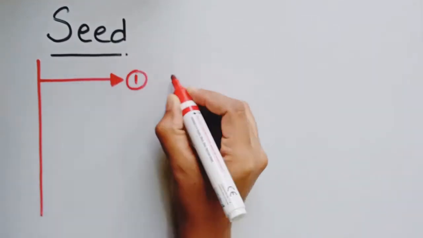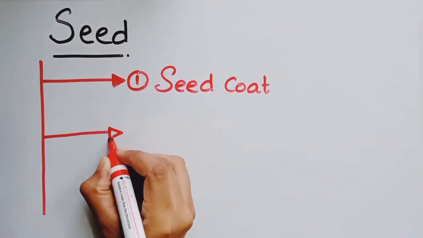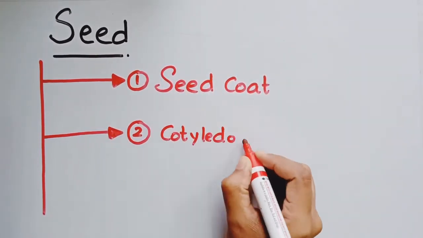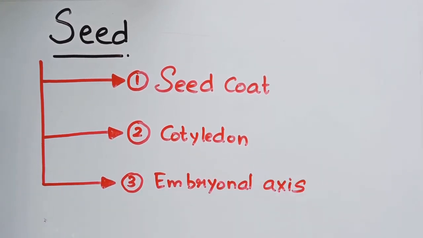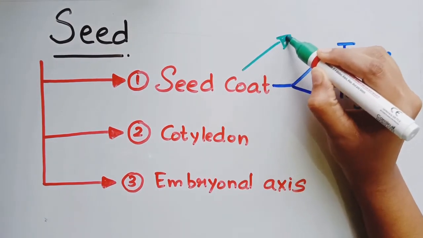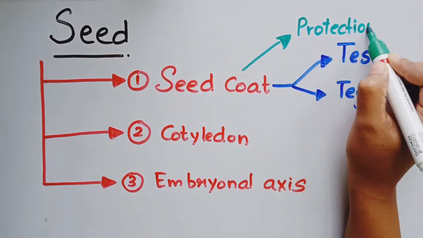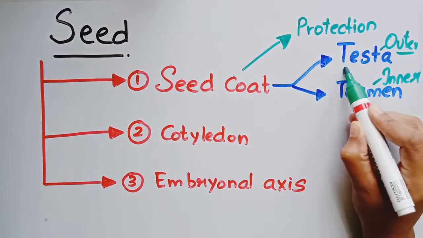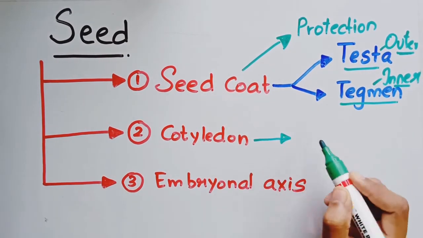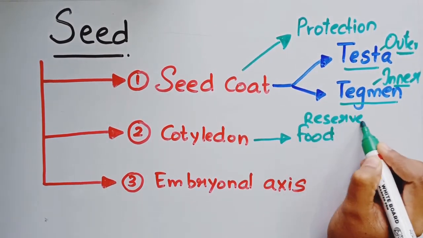Now let's learn about seed. Seed consists of seed coat, which is for protection. It also has cotyledon, which is a reserve food material, and embryonal axis. Seed coat is generally for protection. There are two types: outer integument, the testa, and inner integument, the tegmen. Cotyledon is the reserve food material.